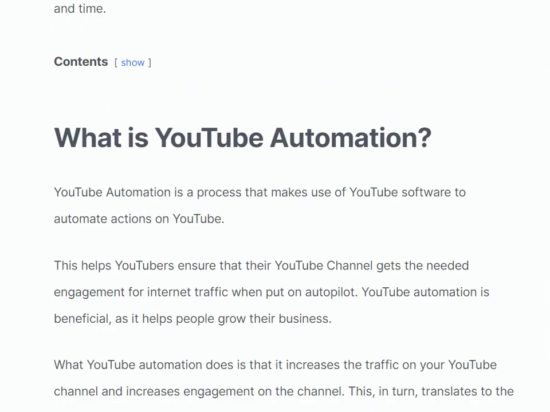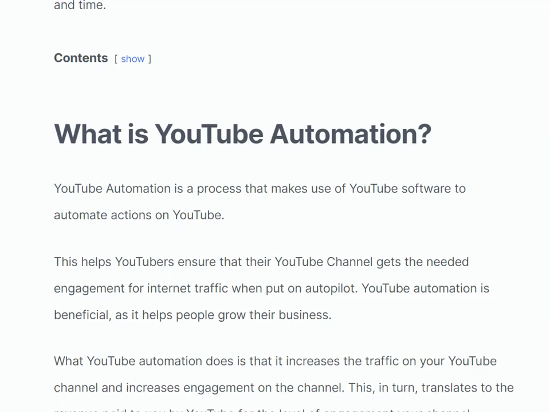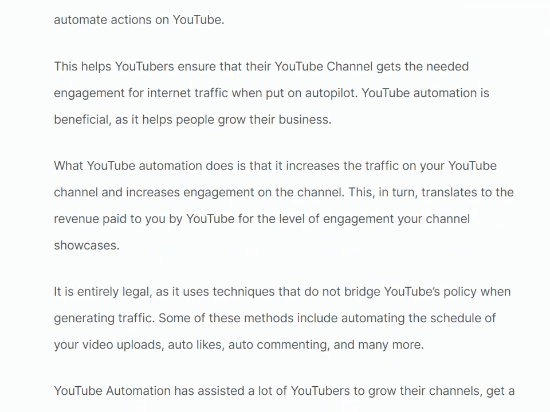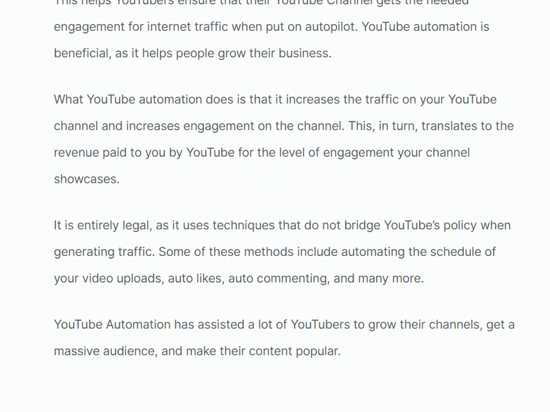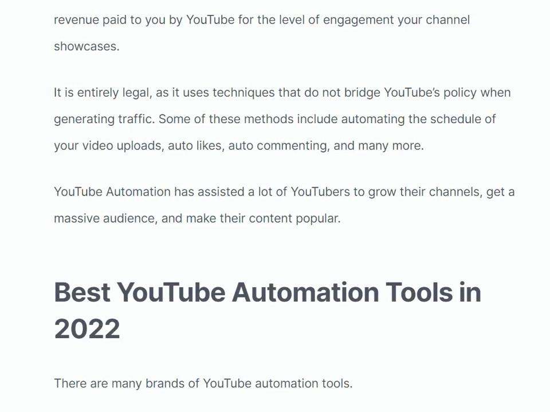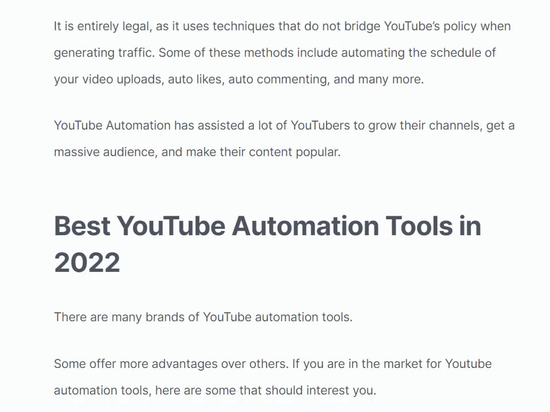Now the question is, what is YouTube automation? YouTube automation is a process that makes use of YouTube software to automate actions on YouTube. What YouTube automation does is that it increases the traffic on your YouTube channel and increases engagement on the channel. This in turn translates to the revenue paid to you by YouTube for the level of engagement your channel showcases. YouTube automation has assisted a lot of YouTubers to grow their channels, get a massive audience and make their content popular.